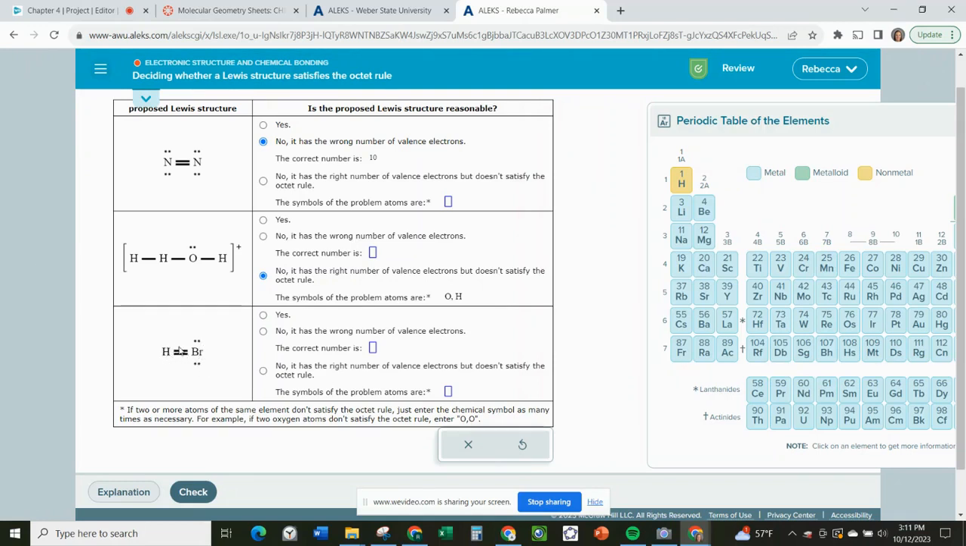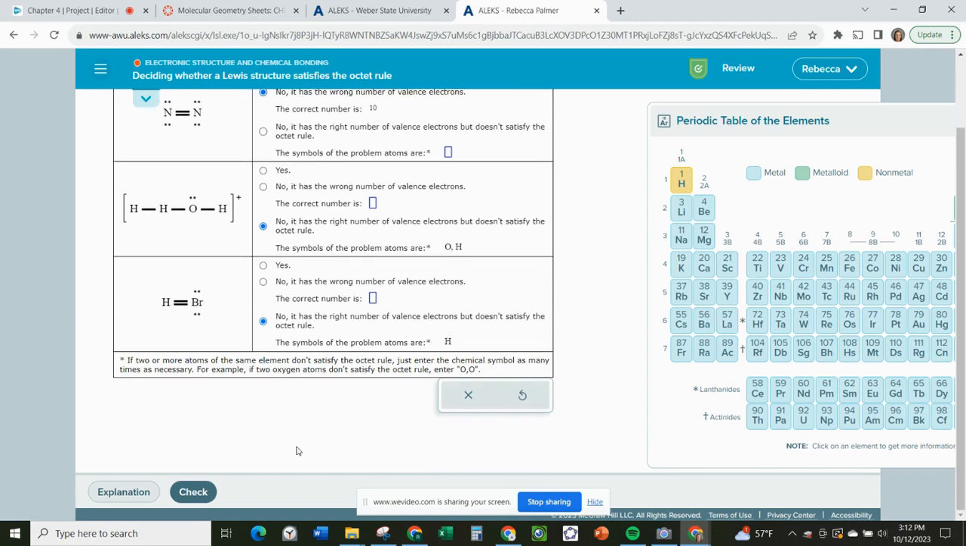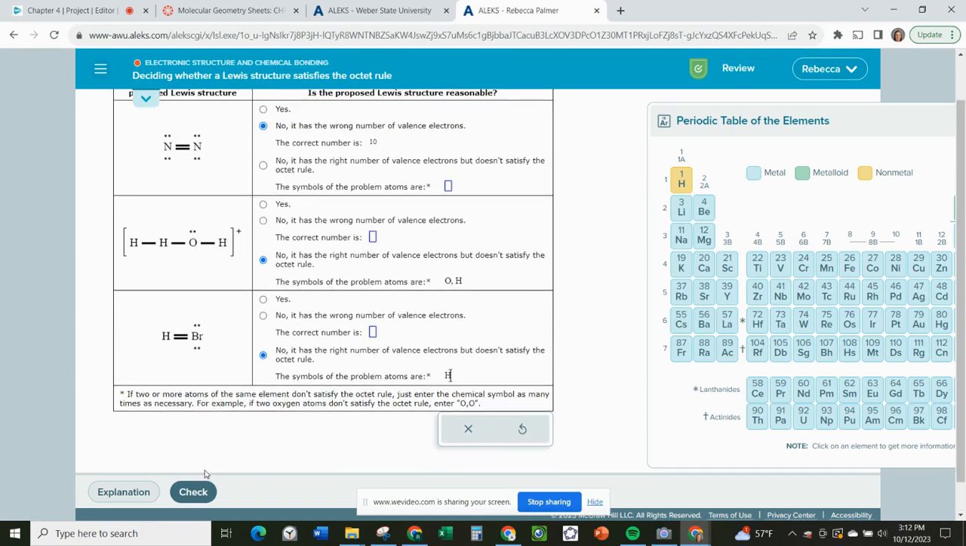Hydrogen, again, has 2 bonds right here. So hydrogen is really seeing 4 electrons. Hydrogen only wants 2 electrons. It's so small. Its outer shell is full with 2 electrons. So it has the correct number of valence electrons. We counted 8, but hydrogen is not following the octet rule.